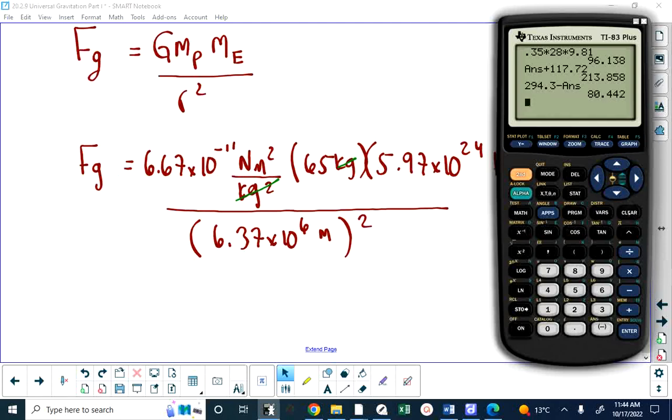Use this EE, which is exponential. It stands for exponential notation. And when I enter 6.67 multiplied by 10 to the negative 11, it knows that E is times 10 raised to whatever number is there. And it walks those things together. Okay, times 65 times the mass of the Earth divided by 6.37 times 10 to the 6 squared. And that's exactly how it should be entered, and that's exactly how I want you entering it.